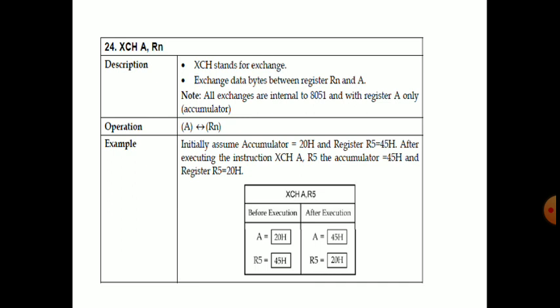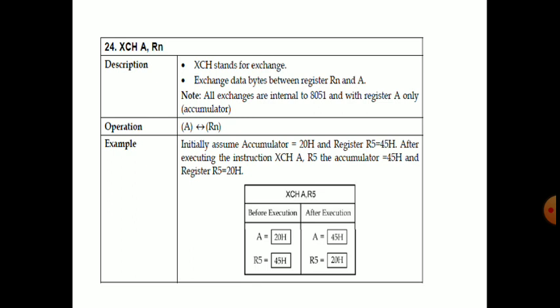We are in the third chapter of the microcontroller programming subject, C18 curriculum of electronics and instrumentation branch, fourth semester subject. Now moving on to the topic, that is the instruction. Next instruction is XCH A comma RN. XCH, exchange, you can pronounce it as exchange A comma RN.